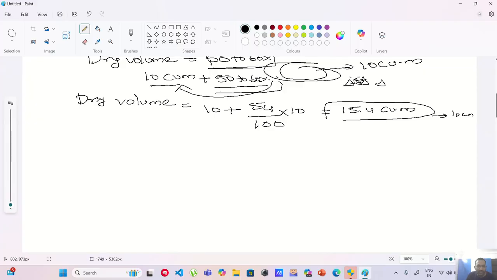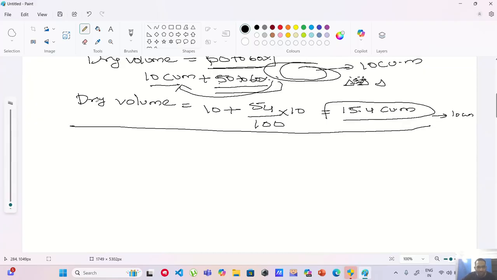For cement concrete, it is 50 to 60%. For brickwork, it will be 30 to 40%. For plastering, 20 to 30%. It depends upon the work. So finally, we have to calculate the rate for 15.4 cubic meter.